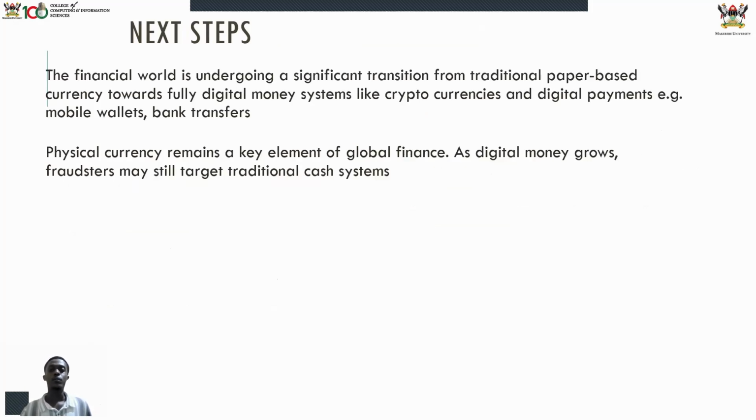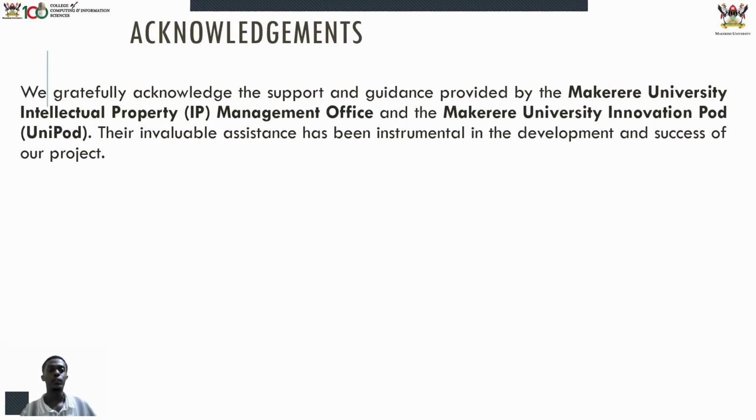Then the next steps are for the future work. We ought to transition from traditional paper-based currency towards fully digital money systems. This is the future for cryptocurrencies. And also, as digital money grows, fraudsters may still want to target the traditional cash system, so our system would be automated and deal with that.